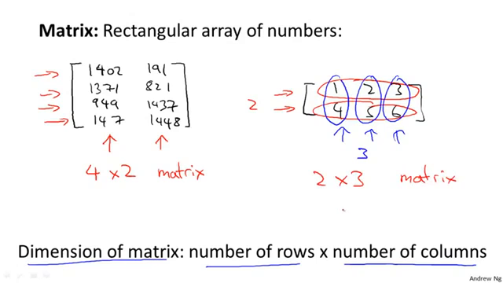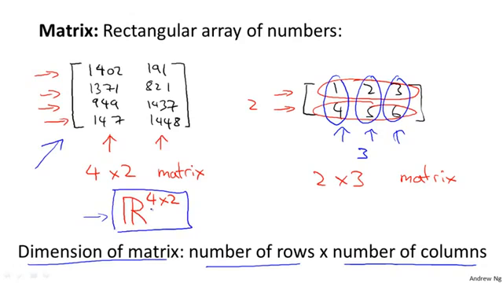And sometimes you also see this written out as, in the case of the left, R4 by 2. And concretely, what people will sometimes say is that this matrix is an element of the set R4 by 2. So this just means the set of all matrices that are of dimension 4 by 2. And the one on the right is sometimes written as R2 by 3. So if you ever see something like R4 by 2 or R2 by 3, people are just referring to matrices of a specific dimension.